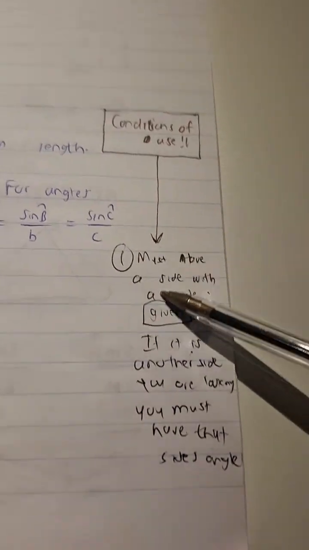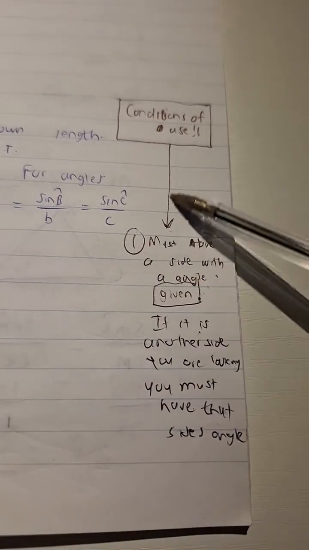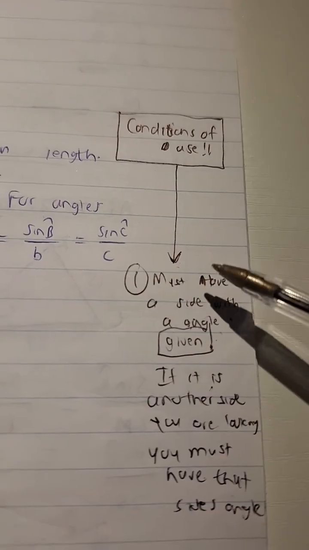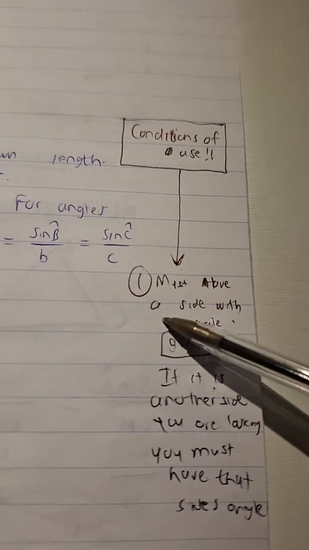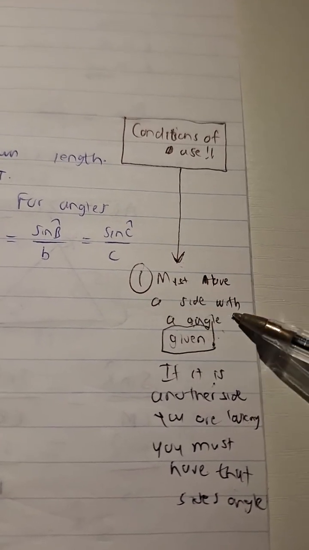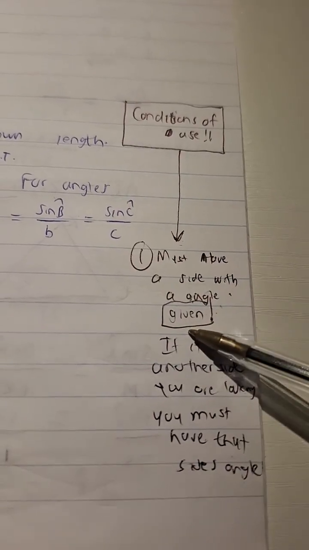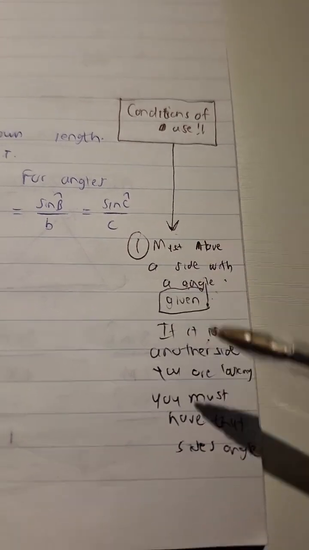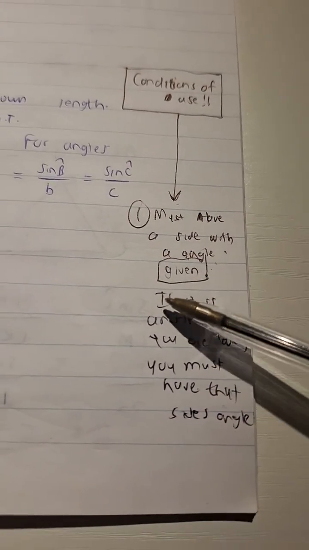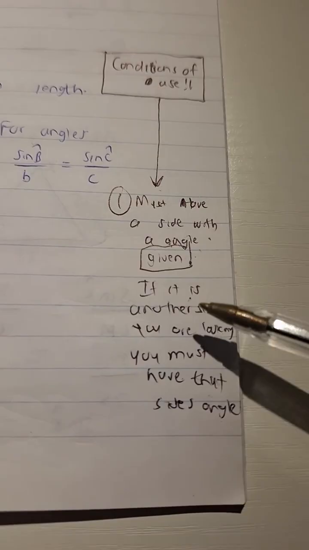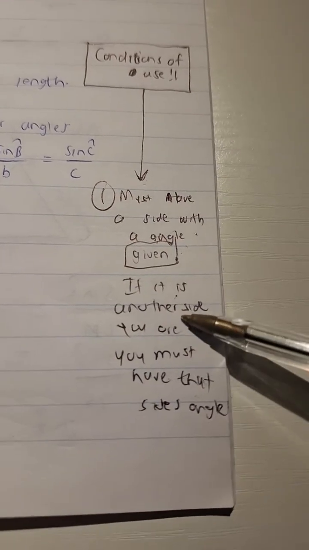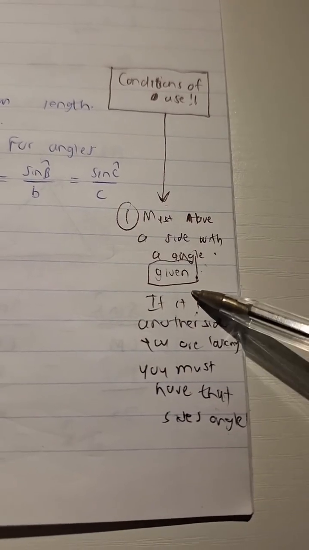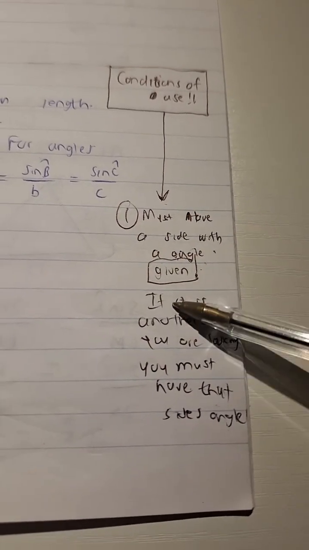Now, there are conditions of use that we need in order to use the sine rule. One, from the triangle that we have above, we must have a side with an angle given, so a side with its opposite angle that is given to us. And furthermore, for what we want to find, either the side or the angle, we must have its opposite angle or side. I will explain what I mean by this, but that is the condition of using the sine rule.